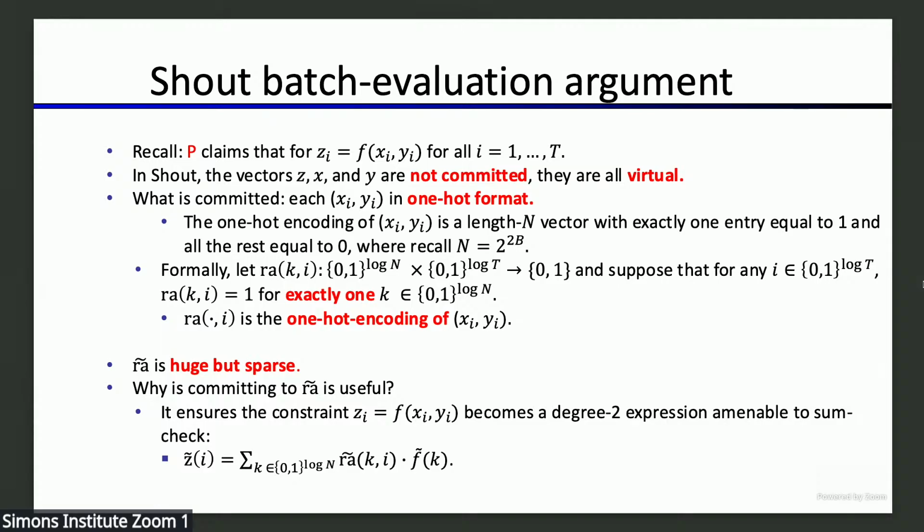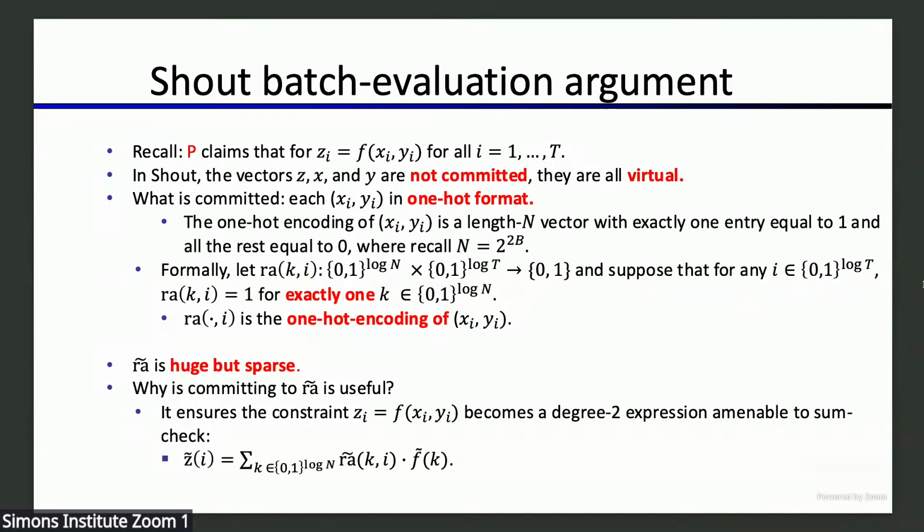Now, you do have to commit to the addresses, the inputs to f, somehow. zi literally will just not be committed at all. So the way we actually wind up committing to the inputs xi, yi to f is via what's called one-hot format. This will sound kind of terrible, but we'll see it's actually not terrible. Let's say xi is a 32-bit value and yi is a 32-bit value. That means there are 2 to the 64 possible inputs to f.